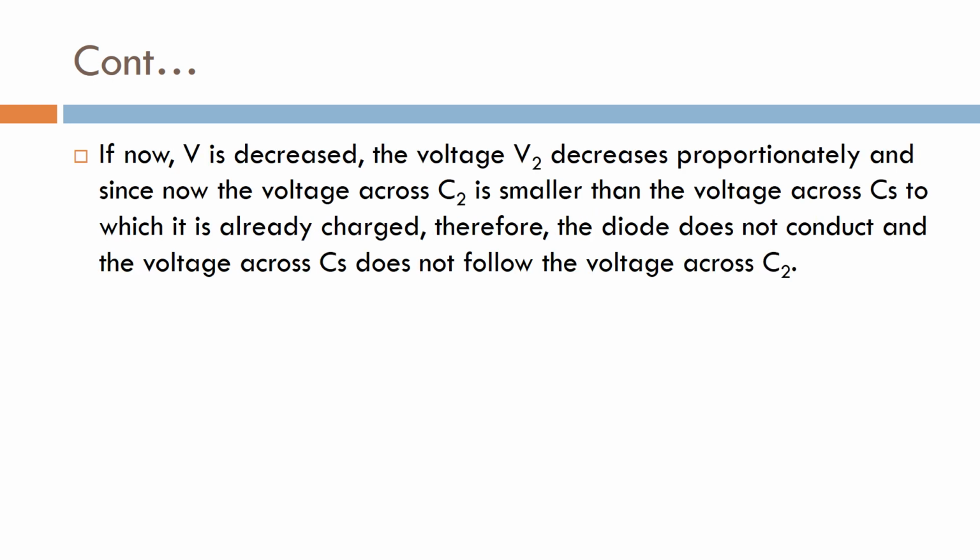If now V is decreased, the voltage V2 decreases proportionally. Since the voltage across C2 is now smaller than the voltage across CS, which is already charged, the diode does not conduct, and the voltage across the storage capacitor does not follow the voltage across C2.